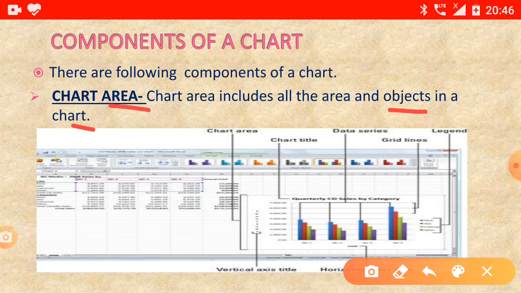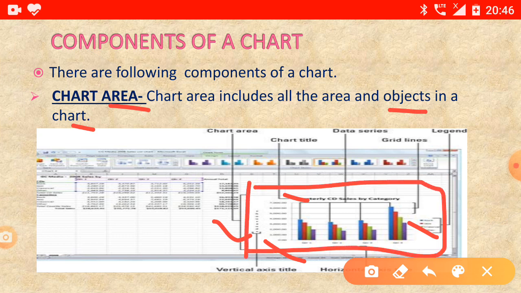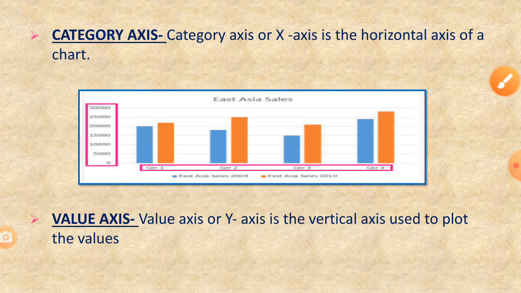The chart area includes all the area and objects. In the portion where we draw a chart, everything in the chart is known as the chart area. I hope you understand this point. Now come to the next point.